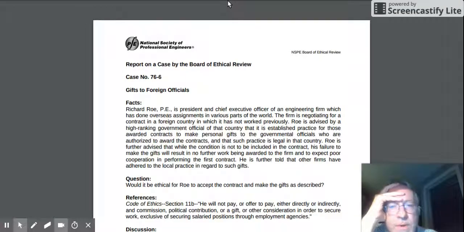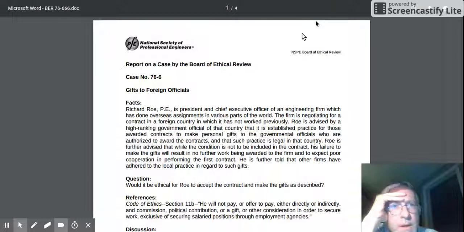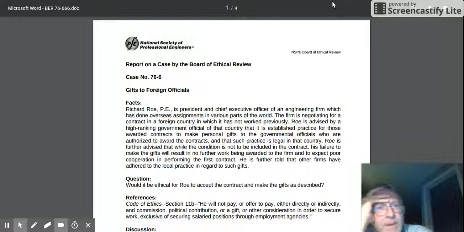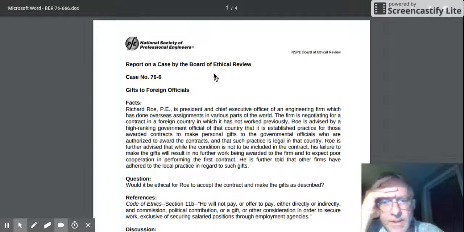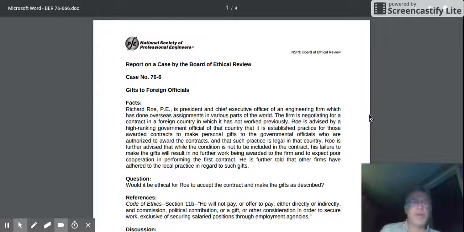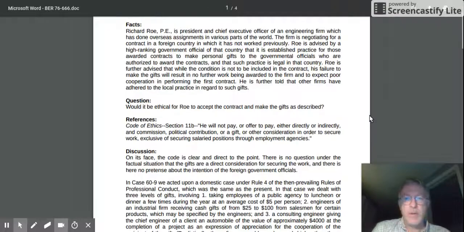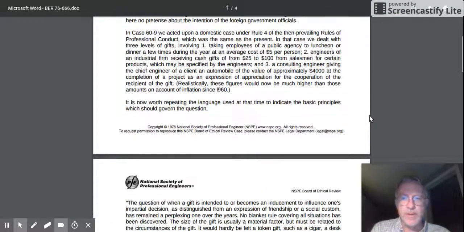cases having to do with gift giving. Last week's case, 79-8, is extremely interesting, and I think it's extensively quoted, isn't it, in this week's case? Pretty sure.